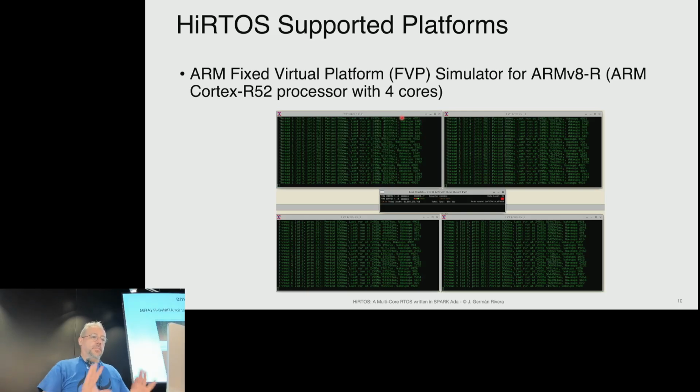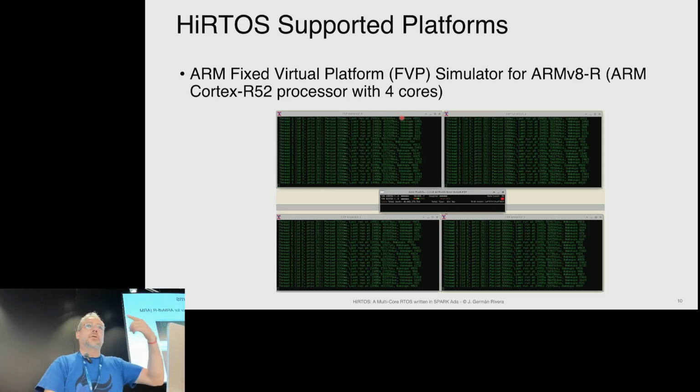And now, where does HiRTOS run currently? It runs on Cortex-R52 cores, which is a multi-core processor. There is an ARM fixed virtual platform FVP simulator available for free. That is the platform that I used to originally develop HiRTOS. The screenshot there shows an example of 4 cores.